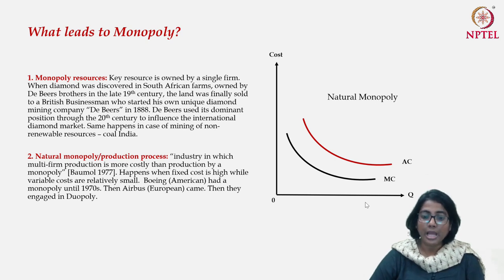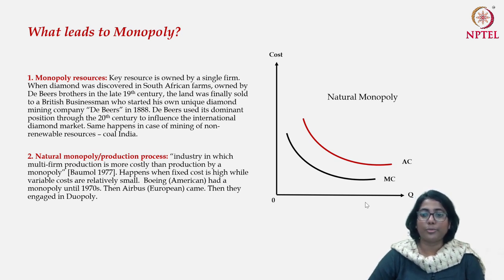Okay. So in this kind of a situation where the industry has a very huge fixed cost, this is how the marginal cost and average cost curve look like. So both of them are falling. However, the marginal cost is always lower than the average cost. Now this is a case of natural monopoly. This is a case where we call it a case of natural monopoly.